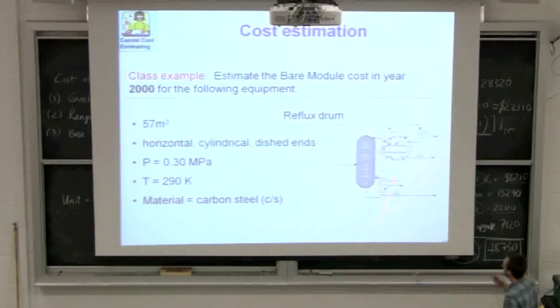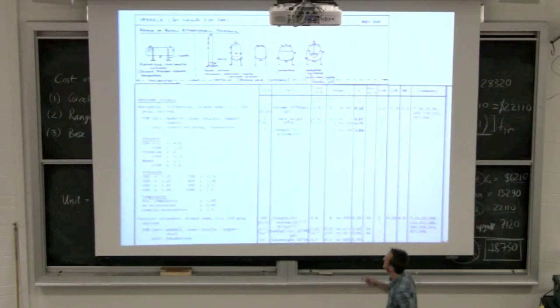A horizontal reflux drum over there is operating at 0.3 MPa and 290 Kelvin. Okay, so it's for 57 meters cubed. Now, if we go to the table here, the closest looking device is this pressure vessel table, and for horizontal units, we notice that the units are in units of 10 to the 3 gallons.